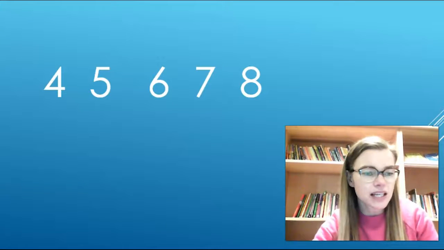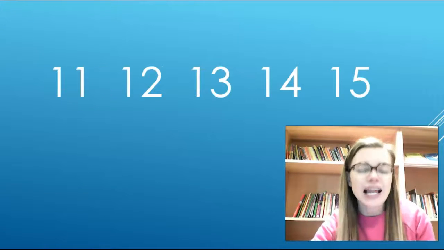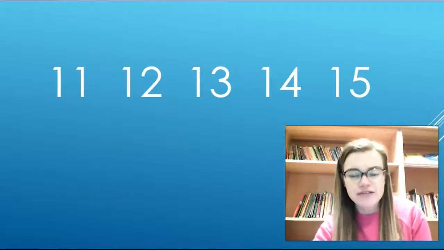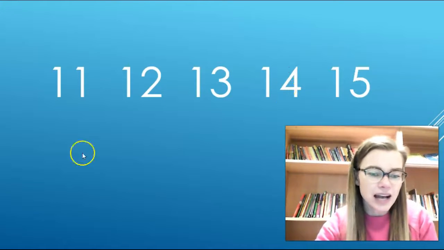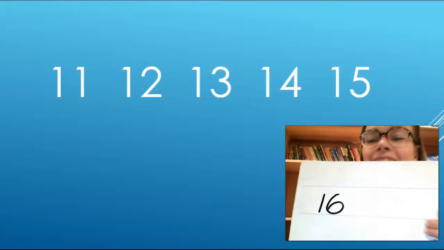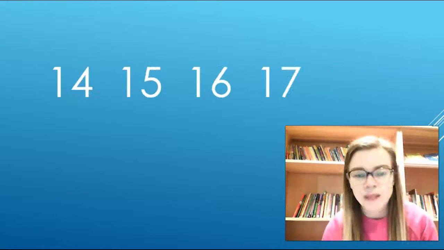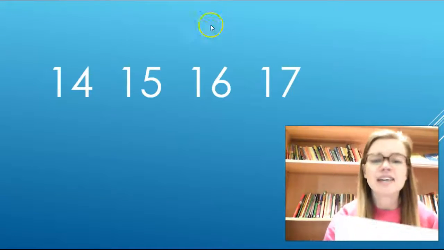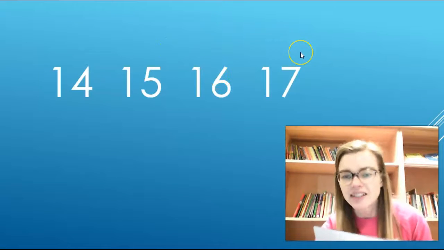Our next number sequence is 11, 12, 13, 14, 15. Which number comes next, reception? Pause me and write it down now, please. Right, reception, the number that comes next is number 16, which looks like that. We have 11, 12, 13, 14, 15, 16.